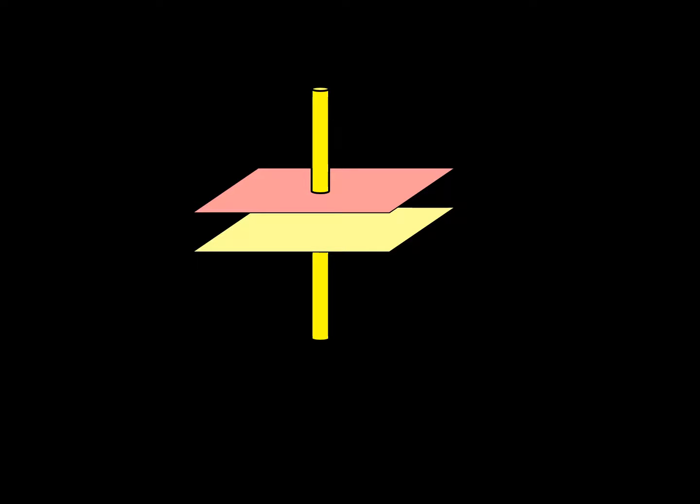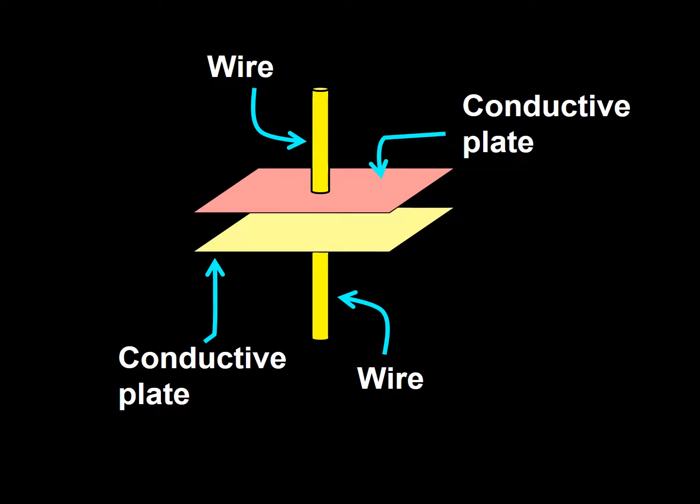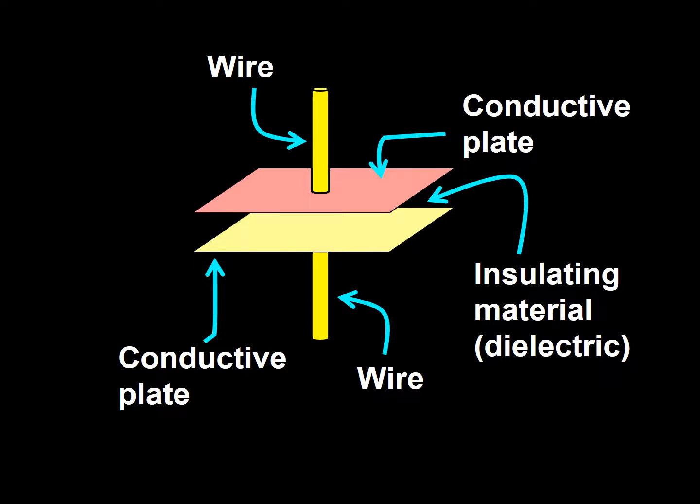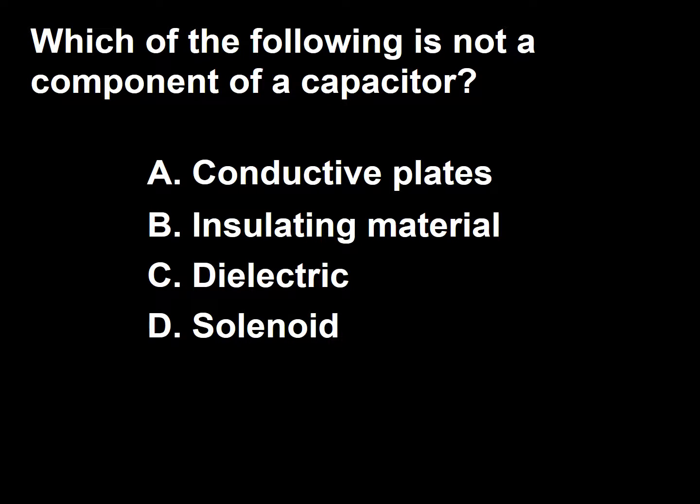In this frame, I have represented a capacitor. The yellow cylinders represent wires. The wires are in contact with two rectangles. The rectangles represent the conductive plates of the capacitor. The rectangles are separated by an insulating material. This material is called dielectric. So the answer to this question is D.